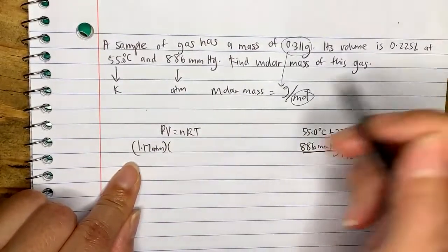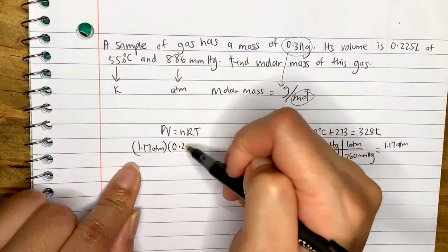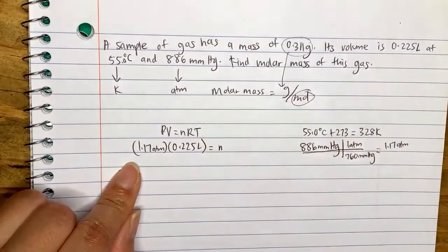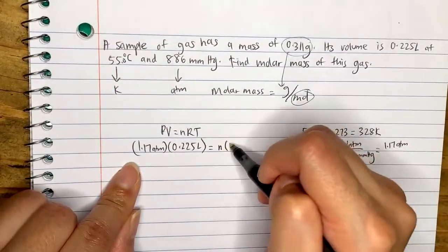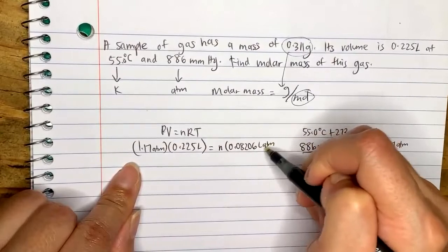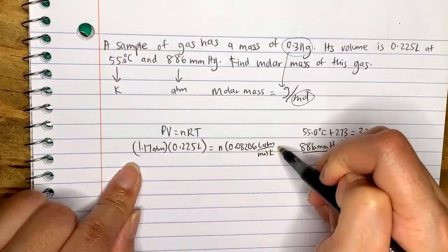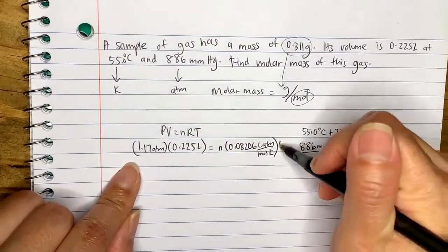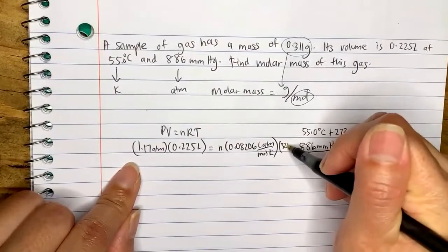V was given as 0.225 liter, and we're trying to find N. And R is 0.08206 liter atm per mole Kelvin. You look this one up from the periodic table, and eventually you do it enough, you'll remember the number. And then temperature was 328 Kelvin.